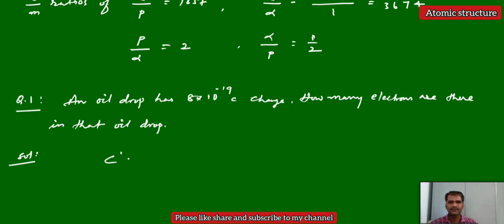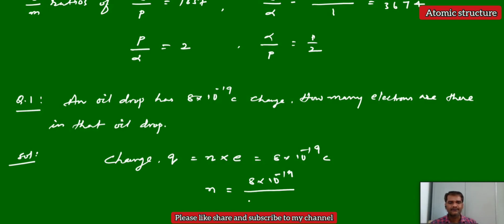The charge formula is Q equals some integer into the charge of the electron, that is, Q equals N into E. They give 8 into 10 power minus 19 coulombs, and we have to find N, the number of electrons, where E is the charge of the electron. So N equals 8 into 10 power minus 19 by the charge of one electron, 1.6 into 10 power minus 19. You simplify it and you will get 5, meaning the oil drop has 5 electrons. Answer.